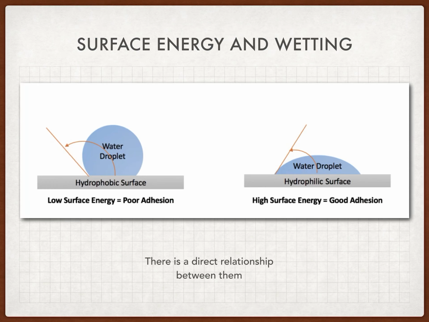The last two terms that I want to review are surface energy and wetting. The surface energy is the extra energy that the atoms on the exterior or the surface of a material have over the less energy that the atoms or molecules have in the interior of the material. The wetting, on the other hand, is the ability of a drop of a liquid to wet or spread on the surface of a solid material.